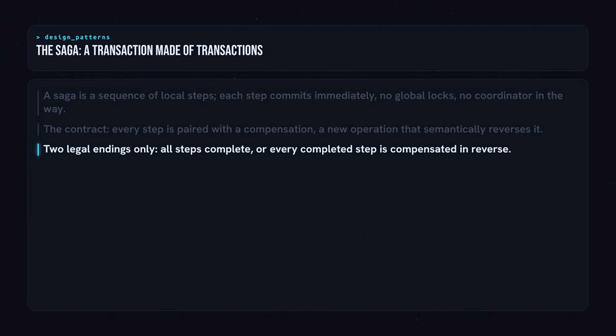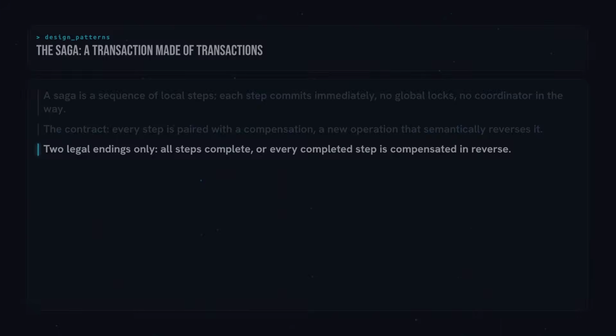Cloudflare's post compresses it into one line. A Saga is the pairing of an operation and its compensation logic. But that word, semantically, is carrying a lot of weight. What exactly makes a good compensation?